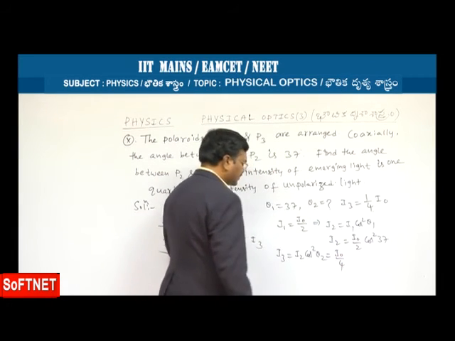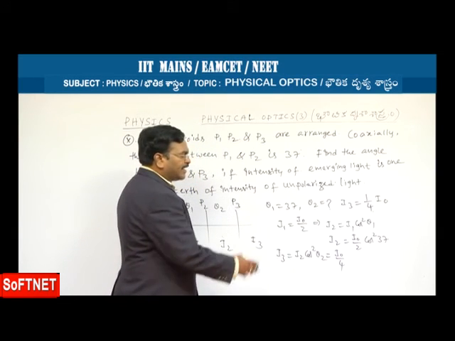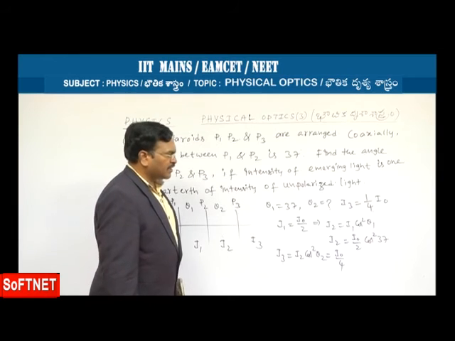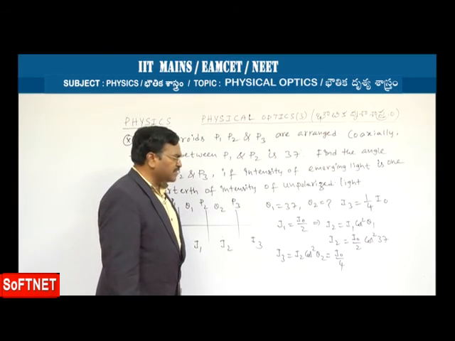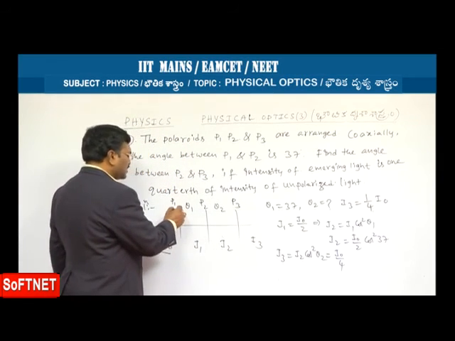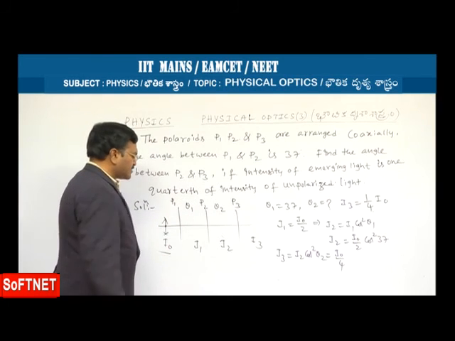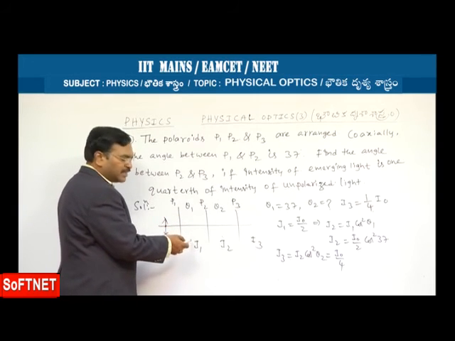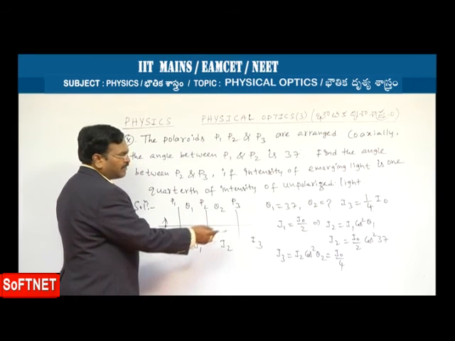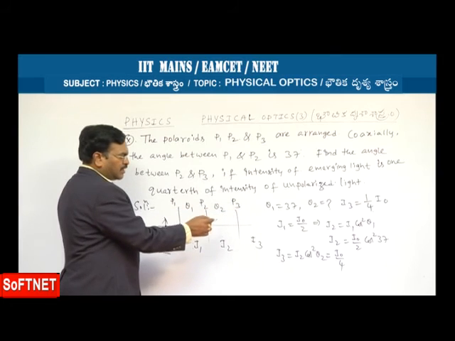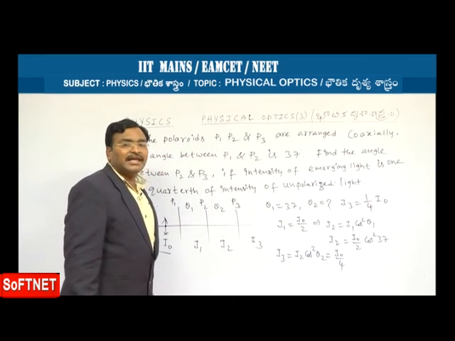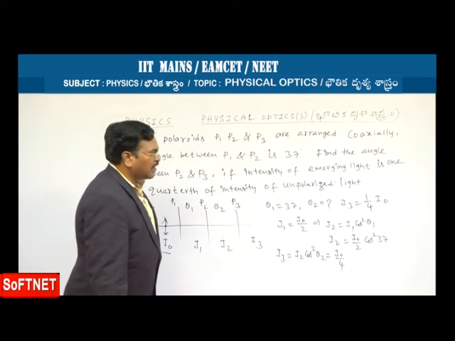From this we substitute the I2 value: I0 by 2 cos square 37. Is it clear? First of all, we have three polarizers. When unpolarized light is incident on the first polarizer, it absorbs half, so I1 is I0 by 2. After that, the angle between P1 and P2 is θ1, so I2 is equal to I1 cos square θ1, according to Malus law.